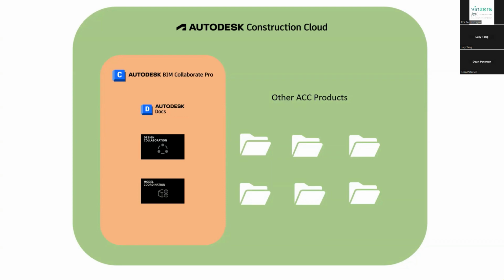So BIM Collaborate Pro refers to a collection of 3 products within ACC. They are Autodesk Docs, Design Collaboration, and Model Coordination. So each performs a specific role that makes BIM Collaborate Pro what it is. Therefore, when you're working with BIM Collaborate Pro, you are working on the ACC platform.